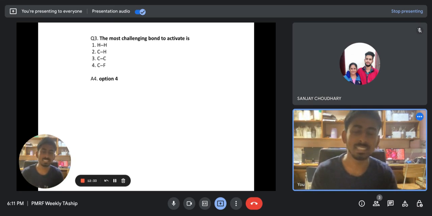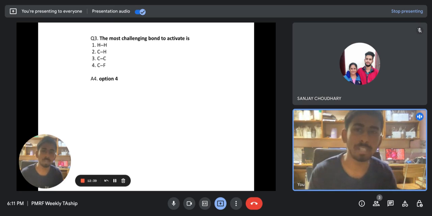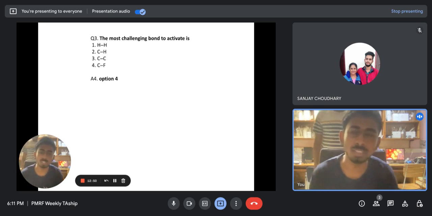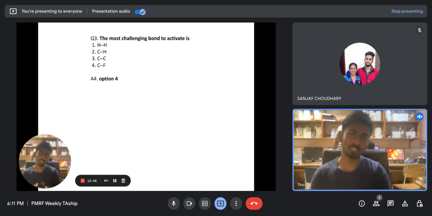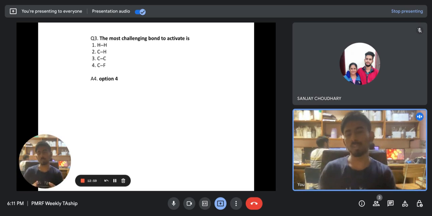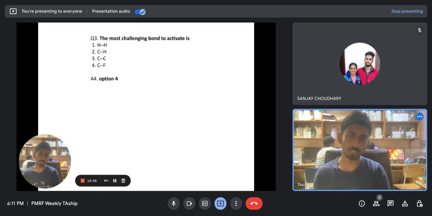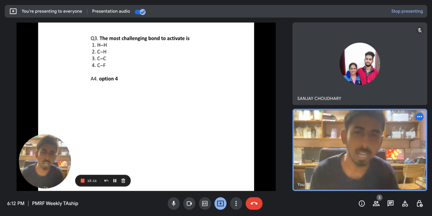Now, these HH and CC bonds are homonuclear in nature, and these are overlaps between two s orbitals or two p orbitals. That's why these bonds are very much strong in nature, and because of that, their bond dissociation energies lie in the range of around 100 kcal per mole. That's why these bonds are very tough to get activated. But here come the CH and the CF bonds. You know that fluorine is the most electronegative element in the periodic table, and that's why the CF bond possesses a severe ionic character, because the electronegativity difference between carbon and fluorine is quite high. That's why these CF bonds are ionic in nature.